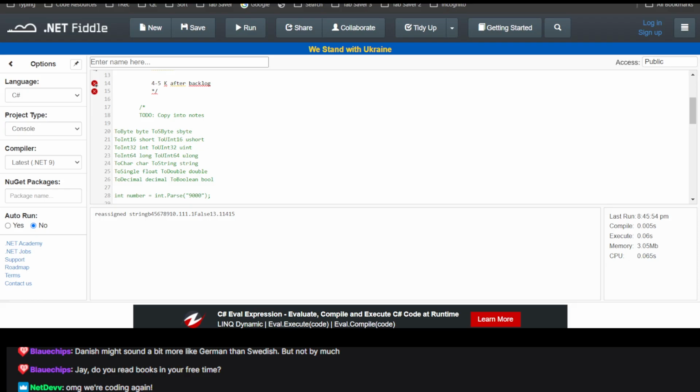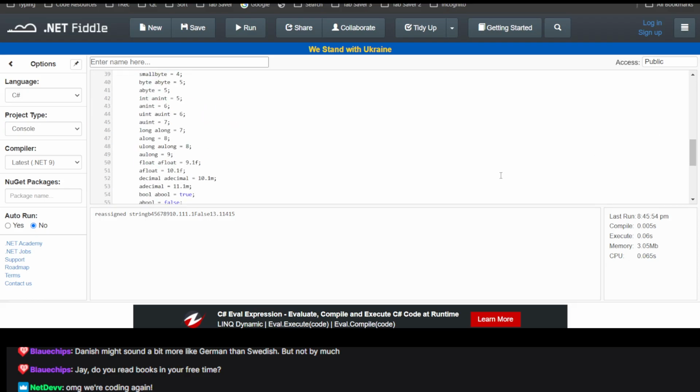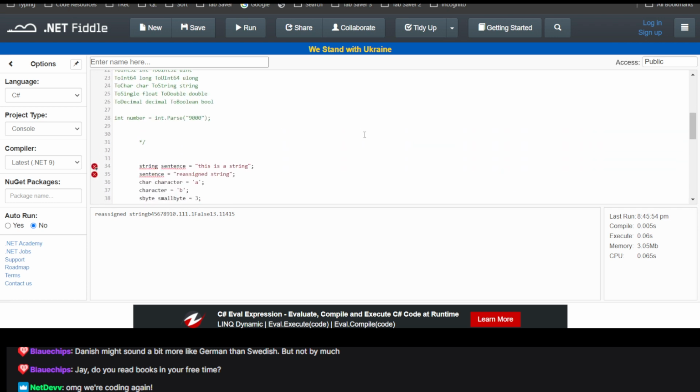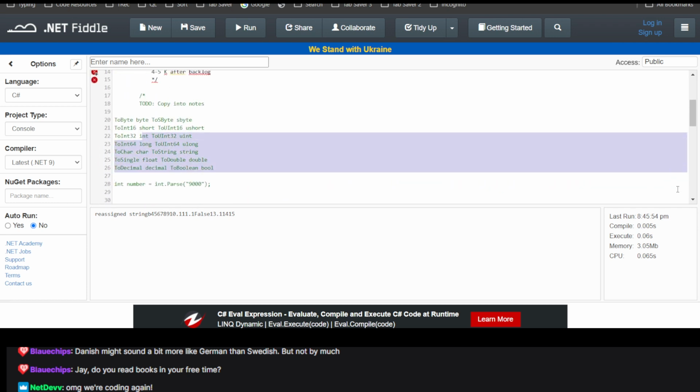Yeah. Reviewing syntax, though. This doesn't count as coding. Like, what is this? This isn't coding. This is just me taking notes about what I'm reading.